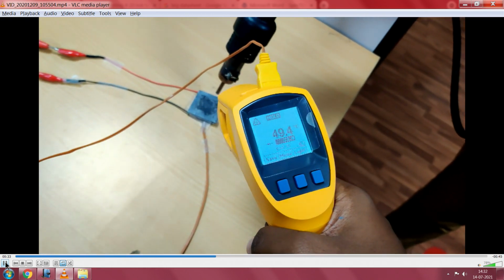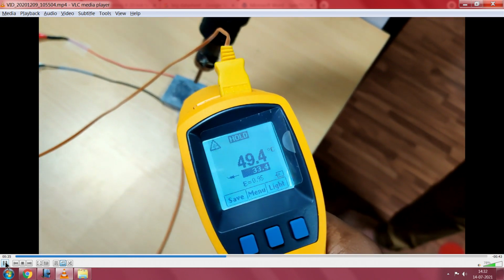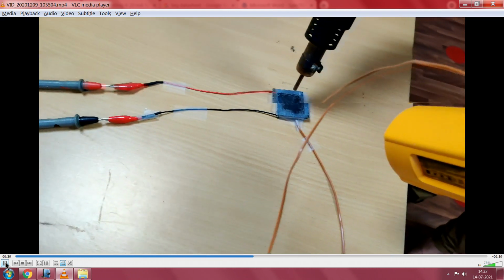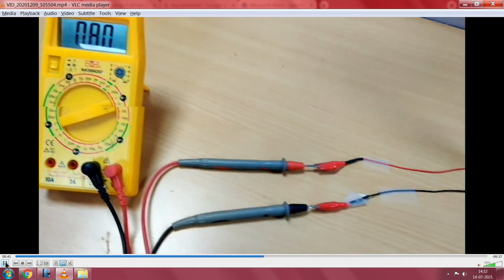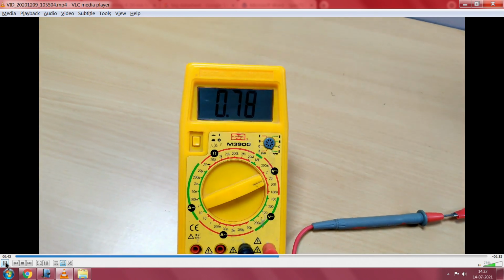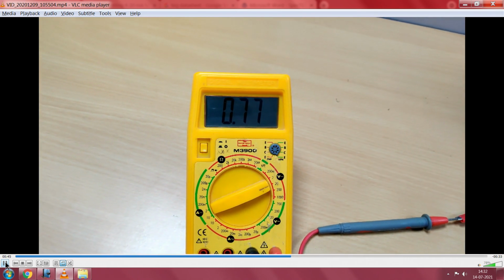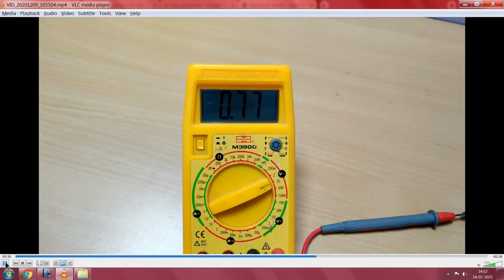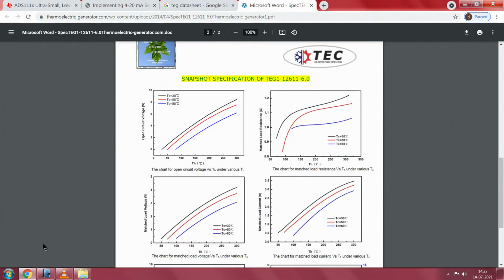What do you see? The hot side is at 49.4 degrees, pretty hot, and the cold one is at 33.4. So, now you know that, and you are getting 0.8 volts. That is not the point, right? The point is you have purchased a TEG, and does it measure up to the given data sheet? Are you able to get that difference in temperature? That is the question.